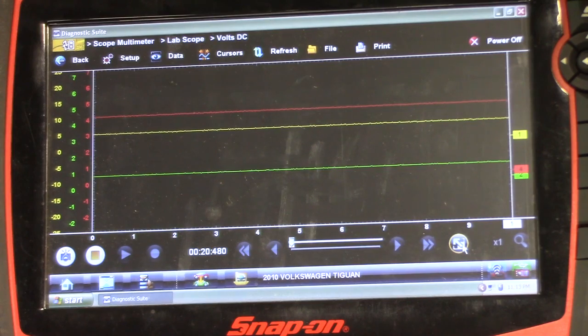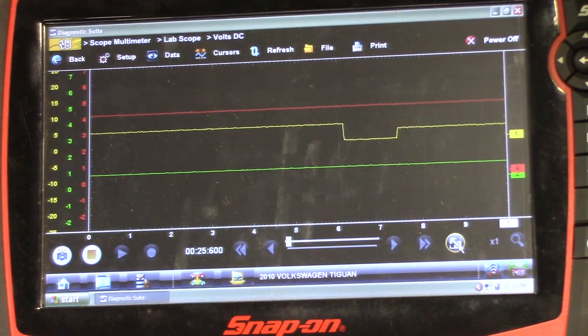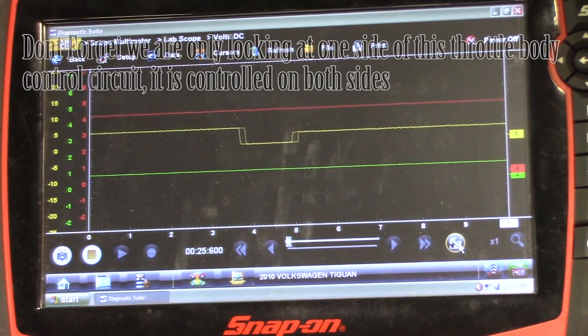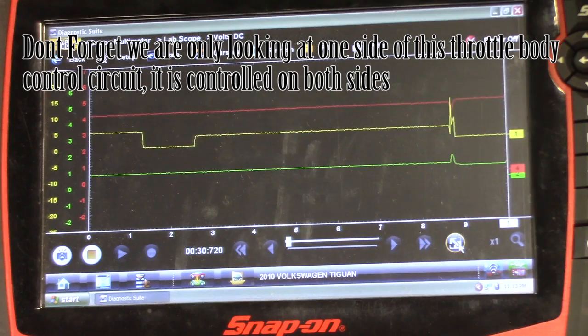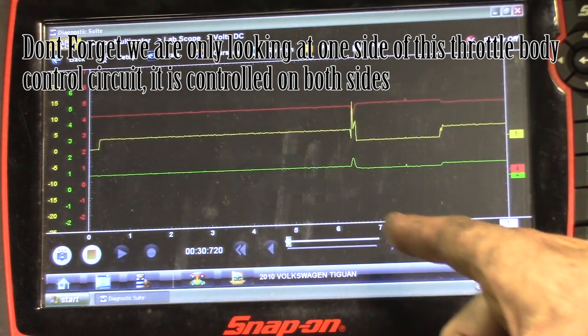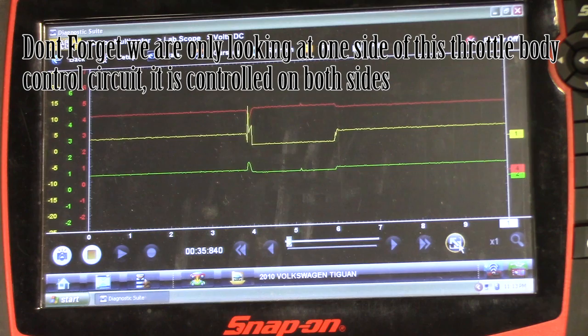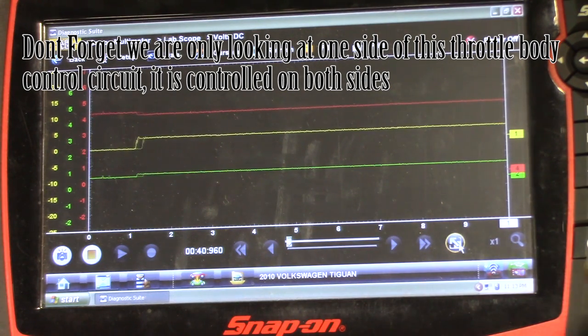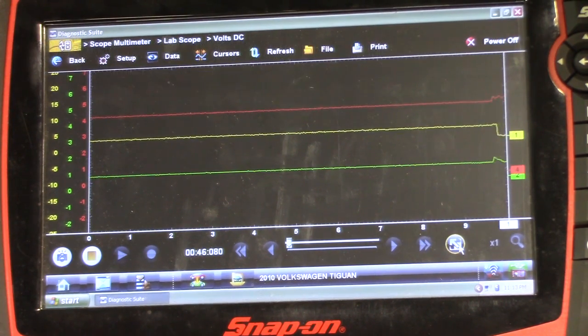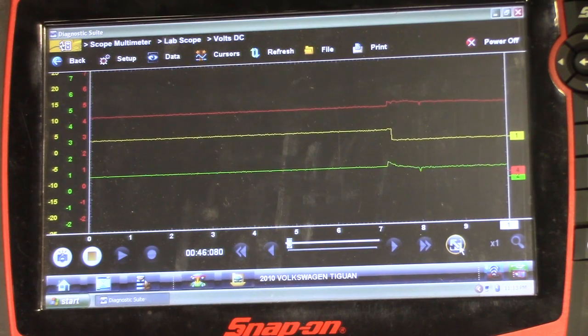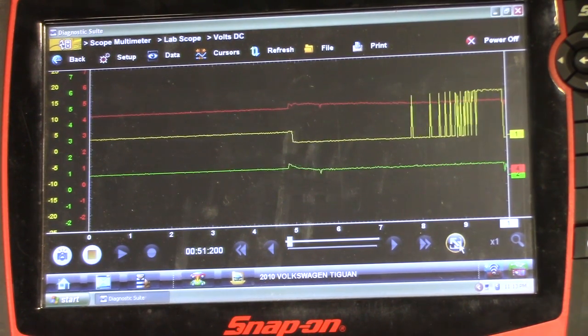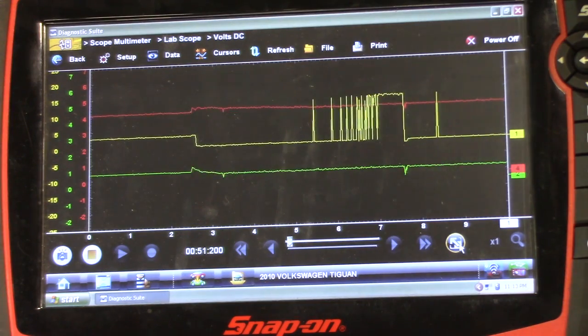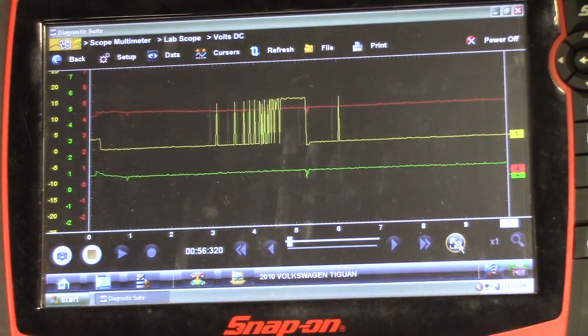I'm gonna move this lead. Try it one more time. Okay, there's control. See, our pedal position sensors moved a little bit. Maybe what we saw before. Oh, it runs much better.